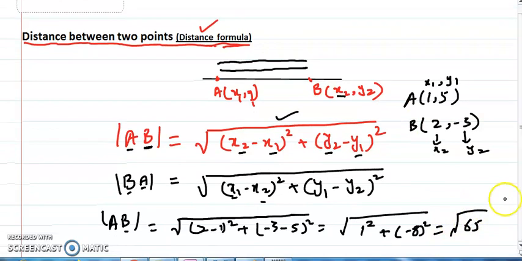In our next lesson, we are going to learn how to find the midpoint between 2 points.